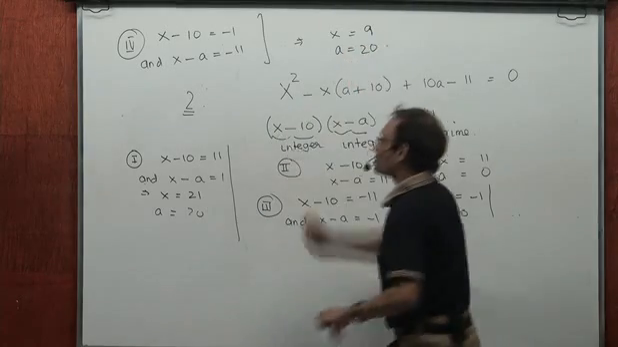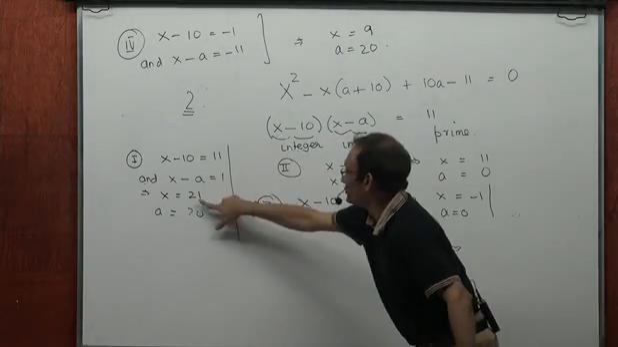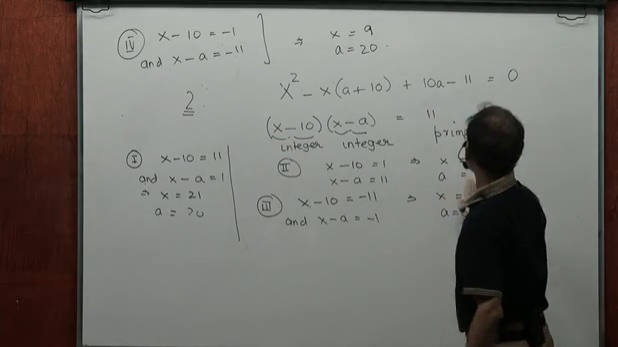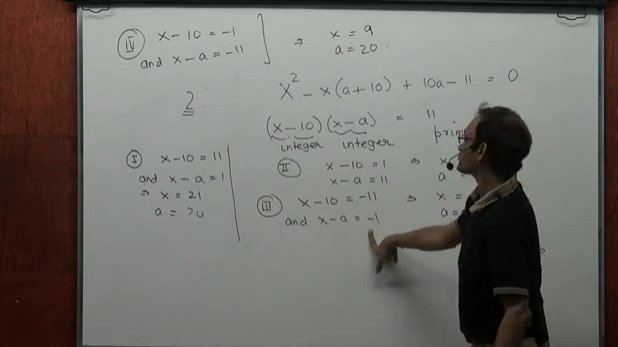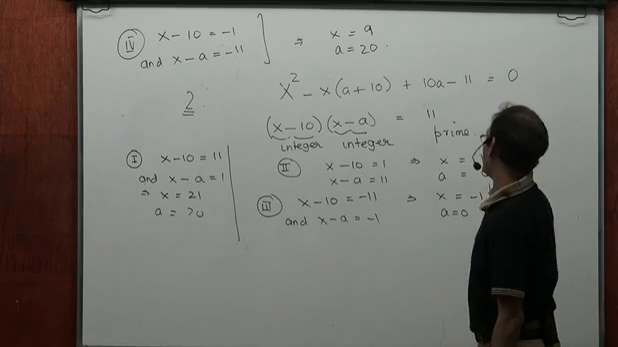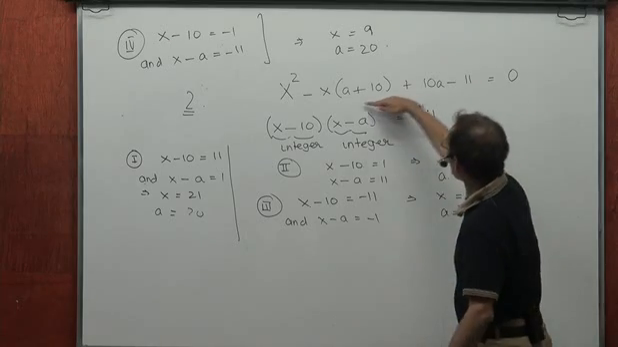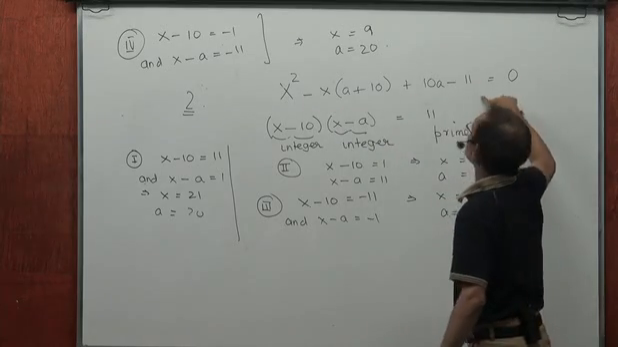So what are the possible values of a? A could be 20, 20, 0, etc. These are the various values of a that you obtain from these equations. These are all permissible values of a that will cause only integer values of x to vanish this.